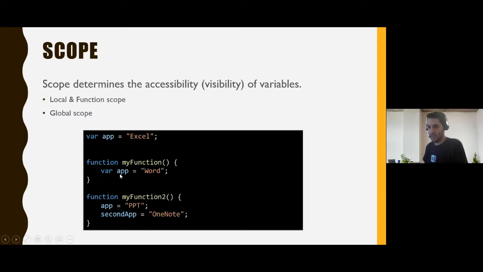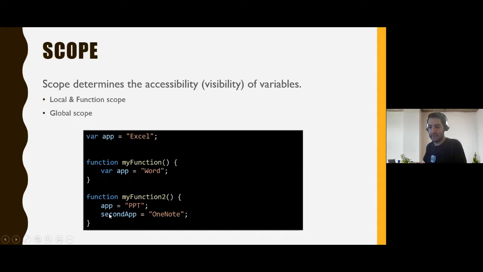So when I did var app equals Word, it actually overrides the app of Excel, and inside the function only, it's gonna be existing as Word. It doesn't affect the global scope since it's inside the function. And in my function too, we have a weird example of assigning a second app equals one node, but we didn't declare it anywhere, right?